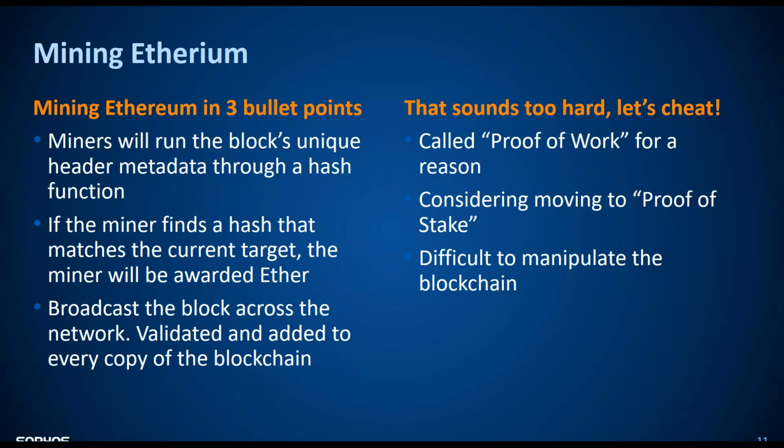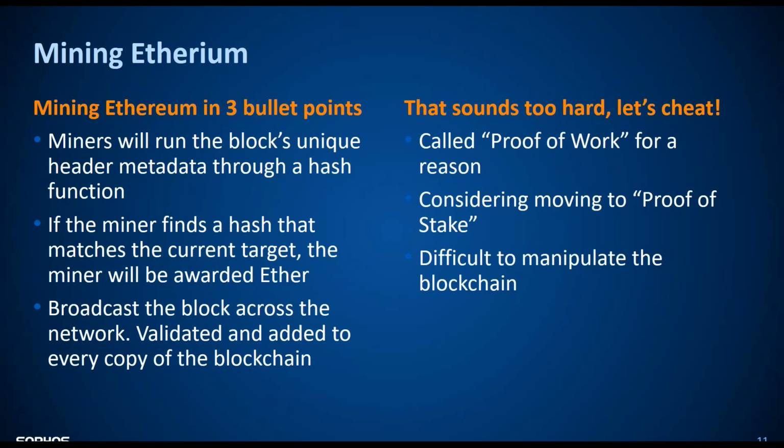And only this miner, or better to say the miner within this pool, will get the Ether. Everyone else basically spent or wasted their resources. They won't get anything at all. He will broadcast the block across the network, and this will be validated by the other parties and added to every copy of the blockchain, and then it starts again. The miners will again start to run the block's unique header metadata through a hash function. Someone will find it, then we will add this block to the blockchain, and then we'll repeat everything. And this work is called proof of work. So I'm proving that I spent my resources on finding the solution to this mathematical problem. Therefore, I earned my cryptocurrency. And this is what is called mining nowadays.